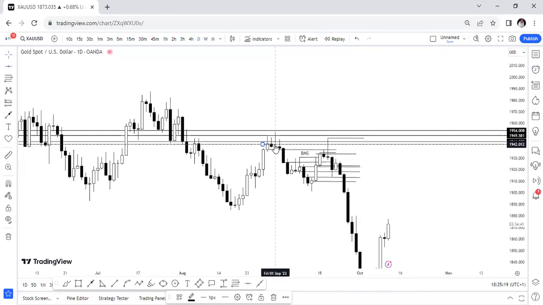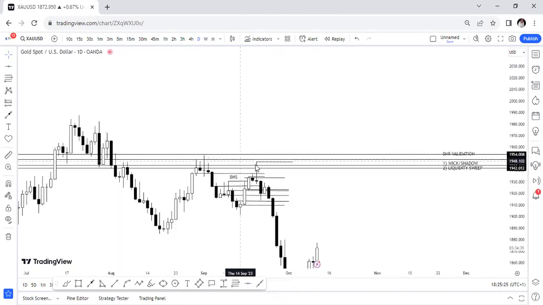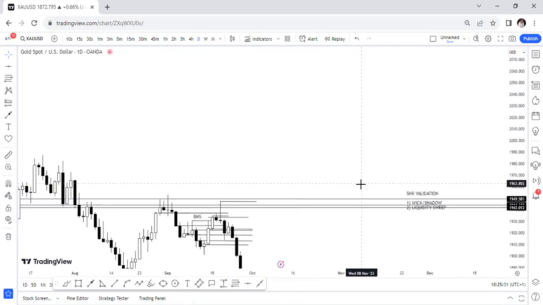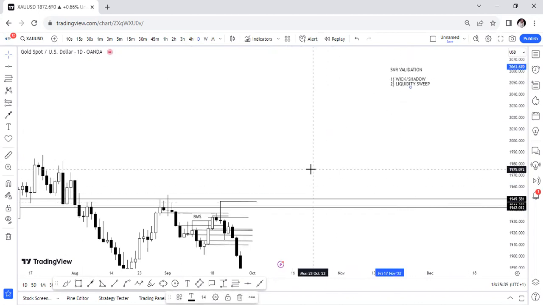There's another one here. Price taps into it. Why? You see, there's a new video that I posted there that we call a congestion zone. A congestion zone. What is a congestion zone?